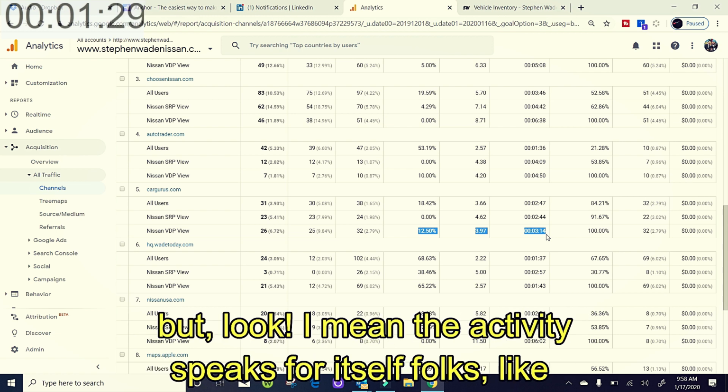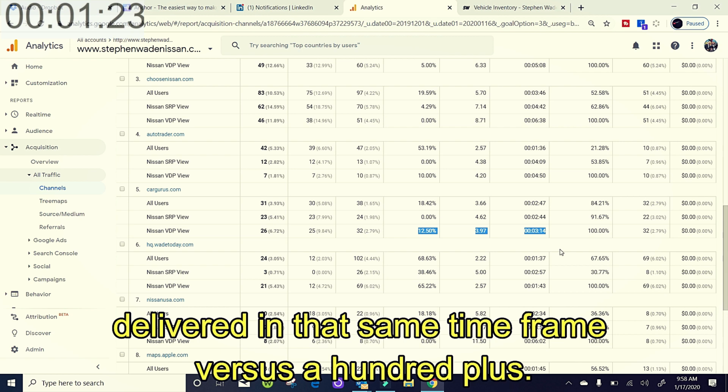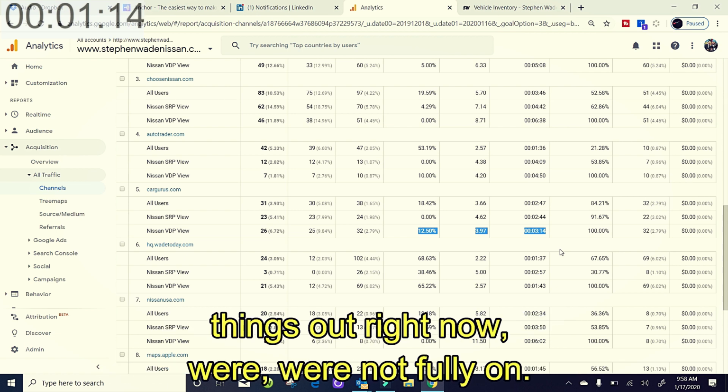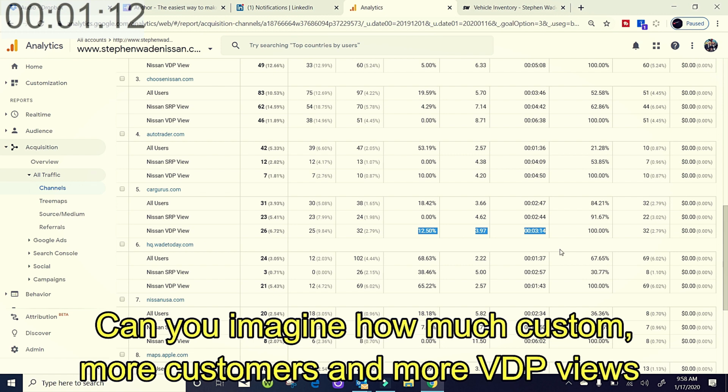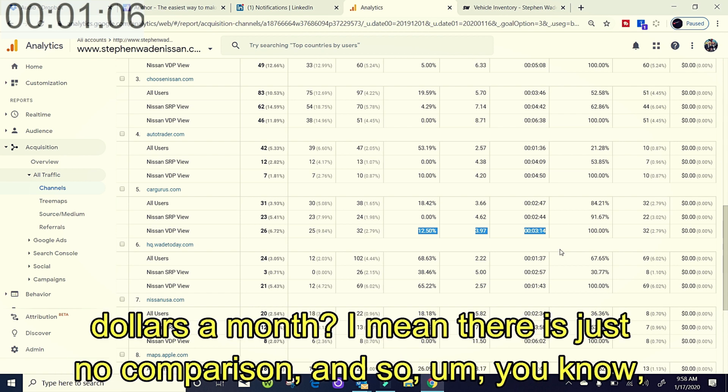But look, the activity speaks for itself, folks. I'm not making these numbers up. You have 7 and 26 delivered in that same time frame versus 100 plus. And I've only spent $167 on that end because we're testing things out right now. We're not fully on. Can you imagine how many more customers and more VDP views I get when I bring it up to $2,000, $3,000, $5,000 a month? I mean, there's just no comparison.